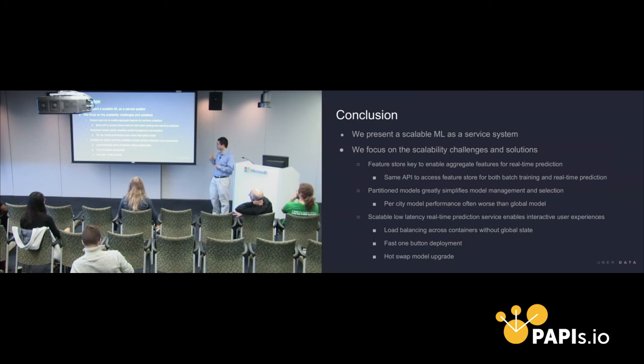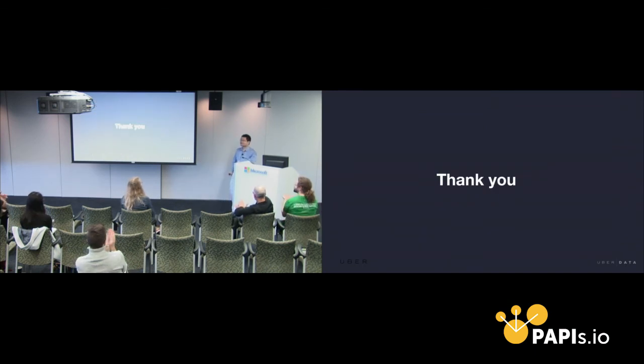Also, a scalable real-time prediction service is very important if you have real-time services. We use some generic techniques like load balancing across containers without global state, but we have certain optimizations to allow fast, really one-button deployment. It's a very fast deployment process, which is very important especially when we iterate on the model. That's the end of my talk.